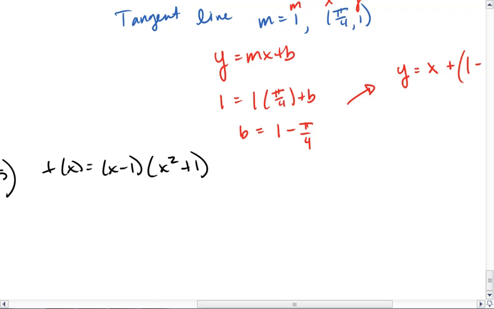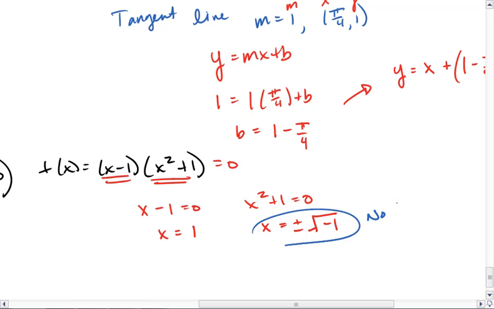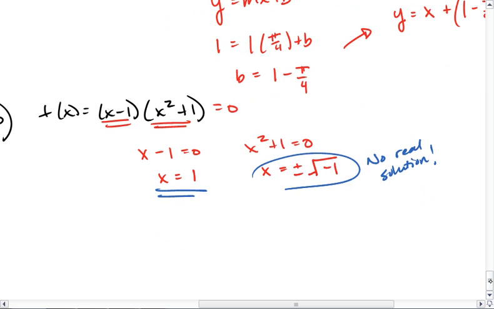So I set f of x equal to 0. This will tell me where f of x crosses the x-axis. This will be where either of my factors equals 0. So I set x minus 1 equal to 0 and x squared plus 1 equal to 0. I either get x equals a positive 1 or x equals plus or minus the square root of negative 1. Problem here is we can't take the square root of a negative number, meaning the only point where f crosses the x-axis is at x equals 1.